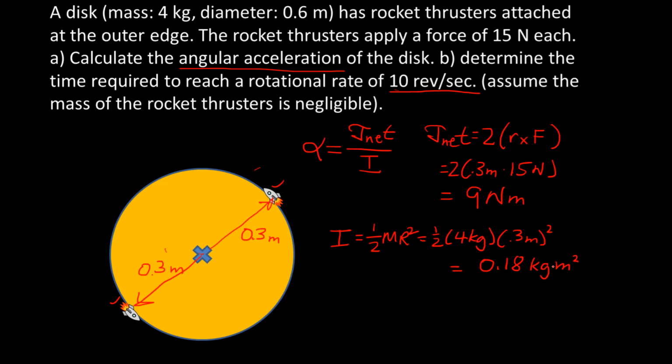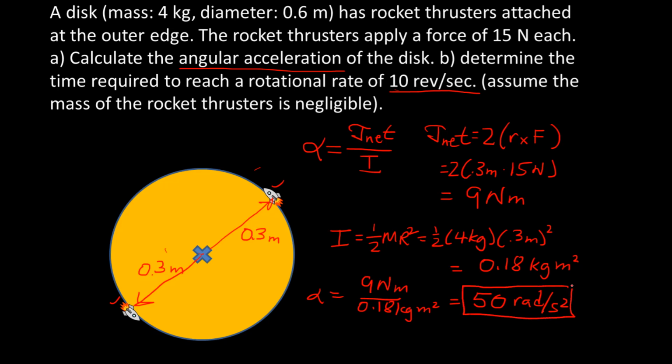So my alpha is equal to 9 Newton meters divided by 0.18 kilogram meters squared. If I look at all the units, remember a Newton is a kilogram meter per second squared. Kilograms cancel. We'll have meters squared on the top, meters squared on the bottom. We have this interesting thing where our units at the end are acceleration, 50 nothings, which is actually a radian per second squared. That's our angular acceleration.